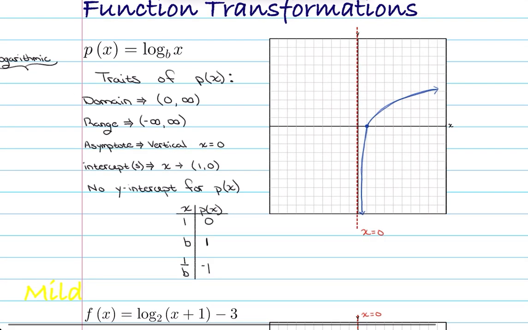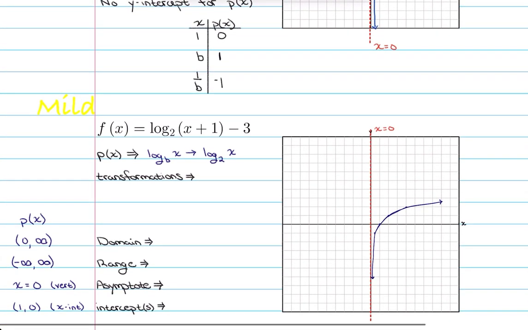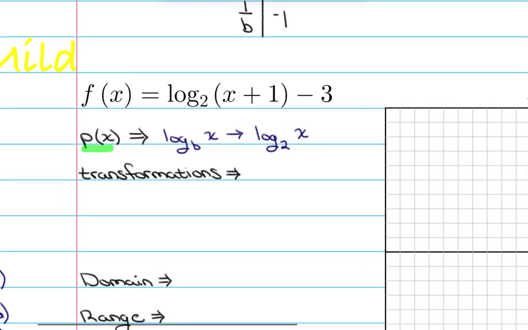Okay, so let's take a look at our mild, medium, and spicy examples. Remember, the only thing that makes things spicy in these particular problems is that you're just adding more transformations on. The first one that we have is log base 2 of x plus 1, minus 3. Our parent function is log base b of x, a logarithmic function, and we're even more specific because we know our base is 2. The first thing we're going to do is see what we hit first.